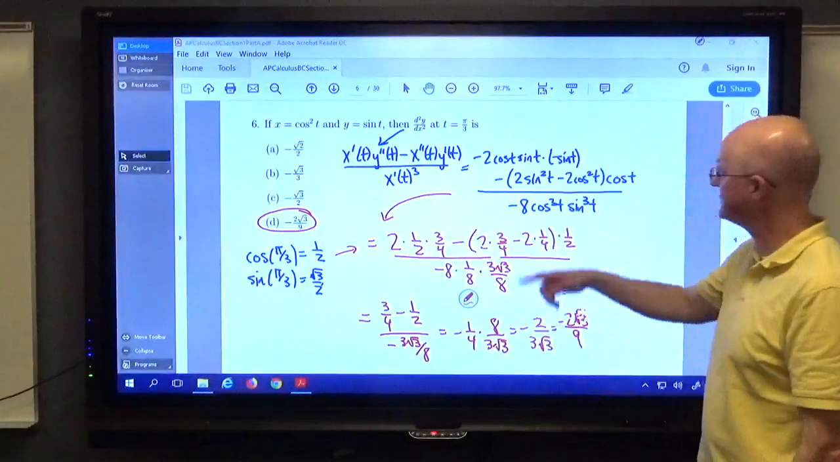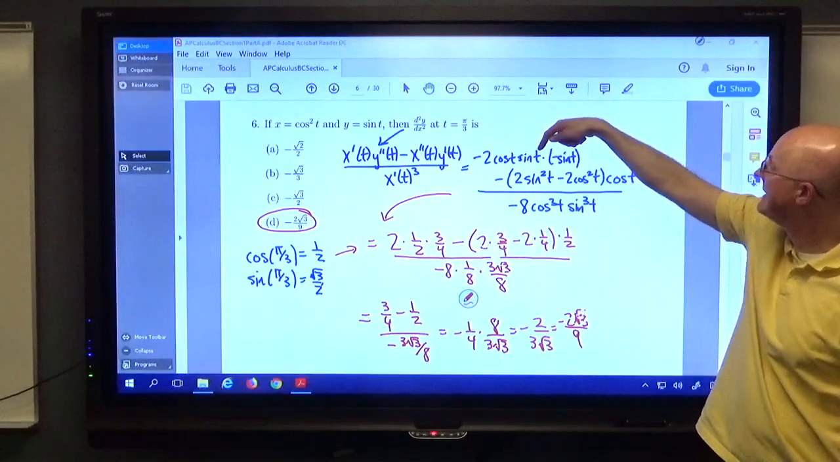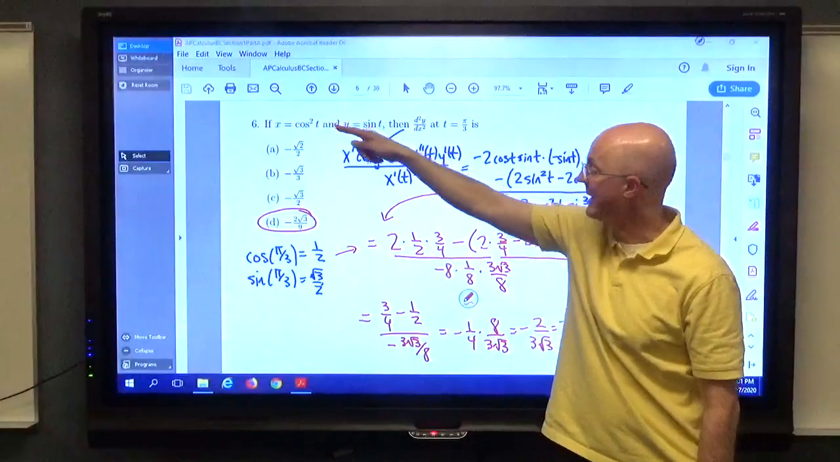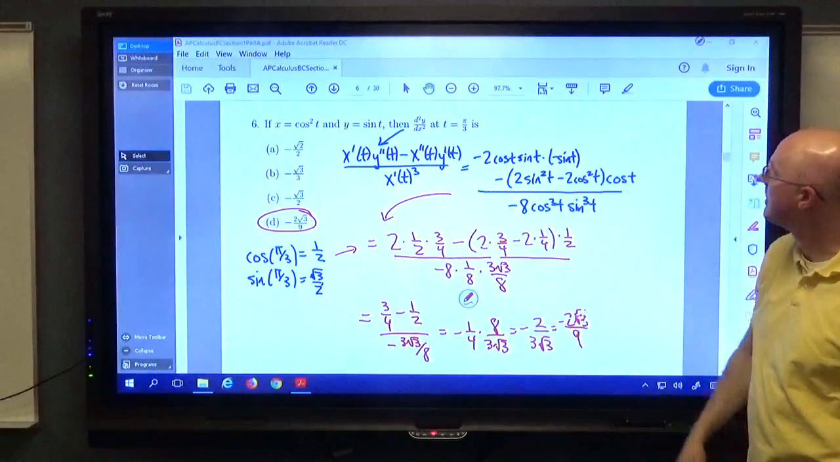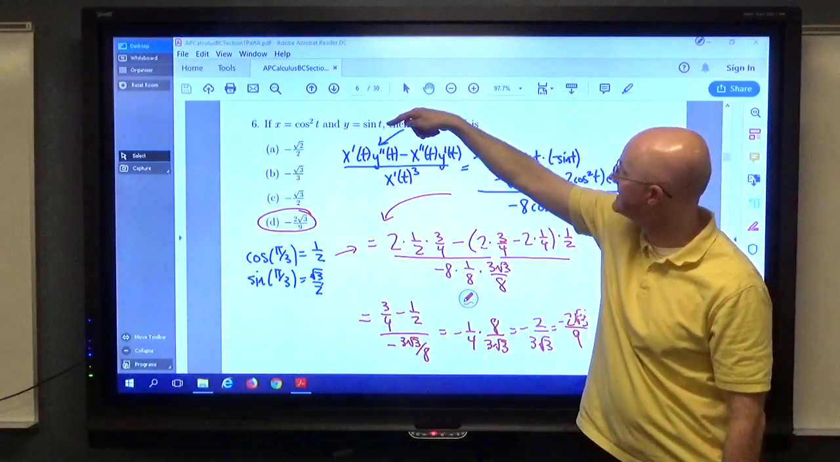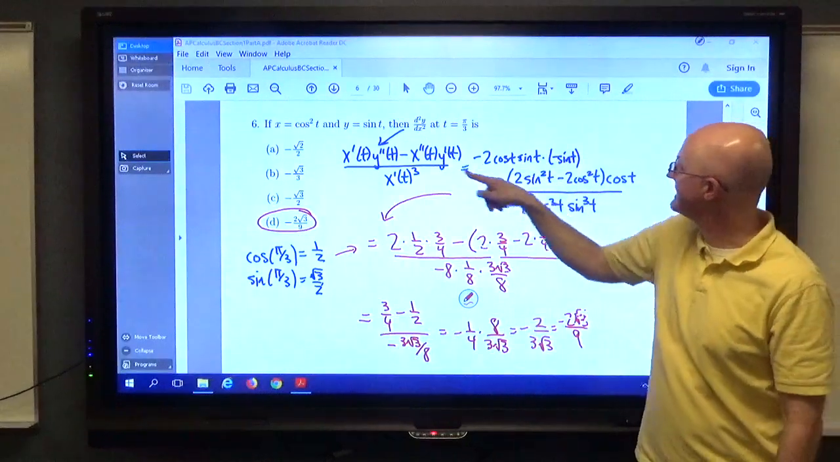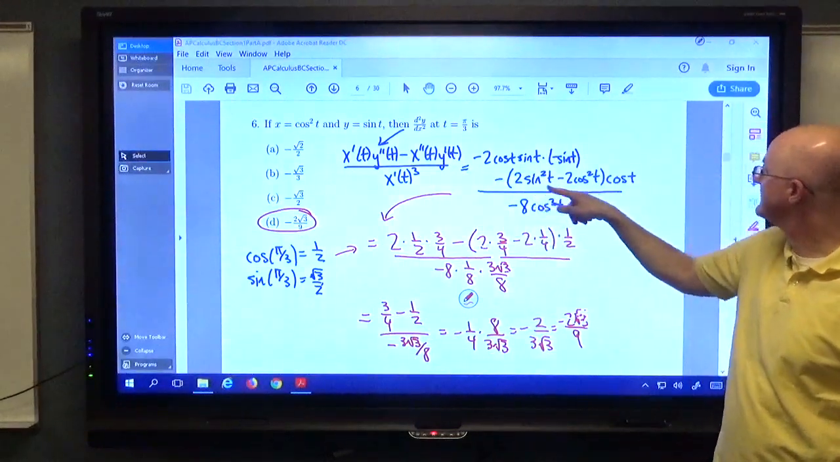But I went ahead and I took those derivatives, like for example, this thing here, negative 2 cos t sine t, is the derivative of x with respect to t. Think about that. That's the chain rule involved. This is y double prime. Here's y. Y is sine t, so its second derivative would be negative sine t. Minus, this minus sign is that minus sign there. This is x double prime.